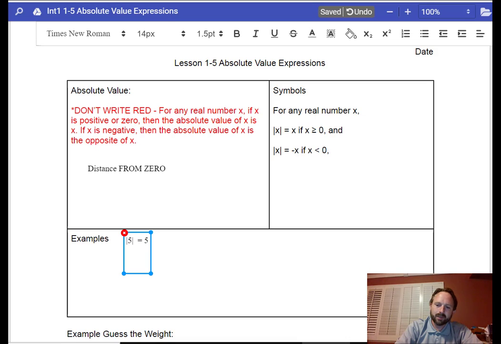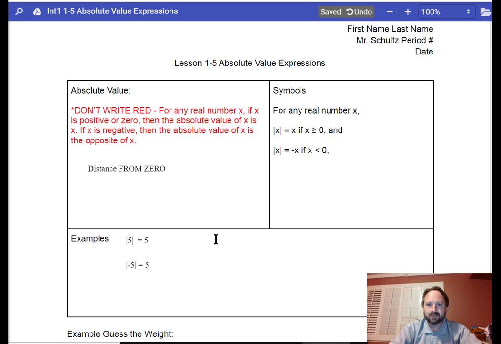What if we go the other way? What if we have negative 5? Okay, how far from you? If you go left 5, how far are you from 0? You're 5. Done. That's it.